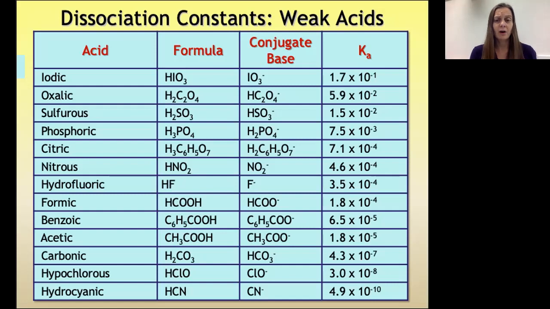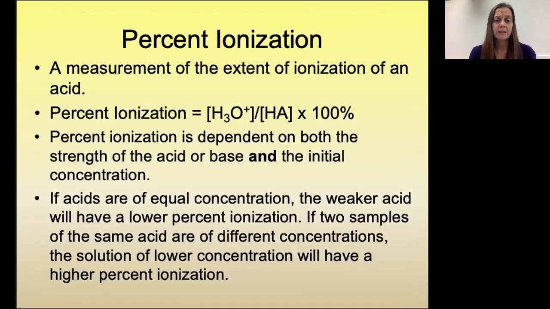One of the things that we talk about with weak acids is this idea of percent ionization. So percent ionization is just a measurement of how ionized that acid is. To what extent does it ionize? And so in order to calculate percent ionization, we just determine the hydronium ion concentration, divide it by the acid concentration, and multiply by 100%. So the percent ionization is dependent on the strength of the acid and the initial concentration.